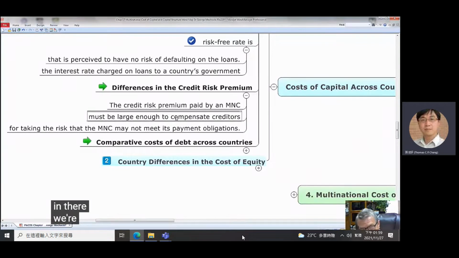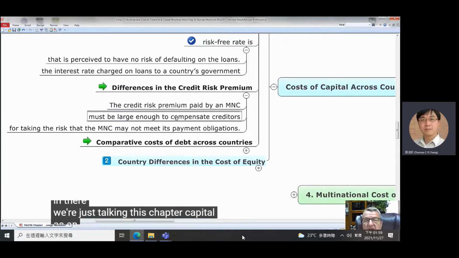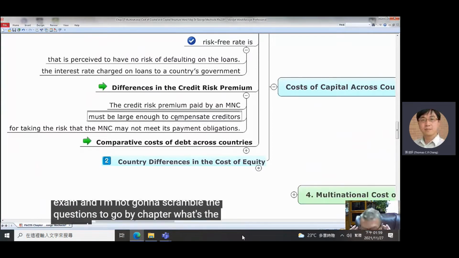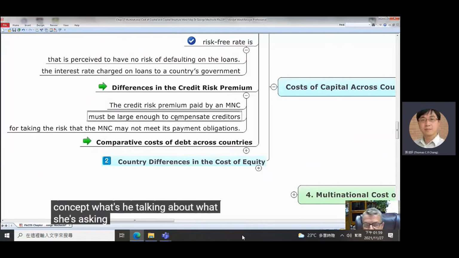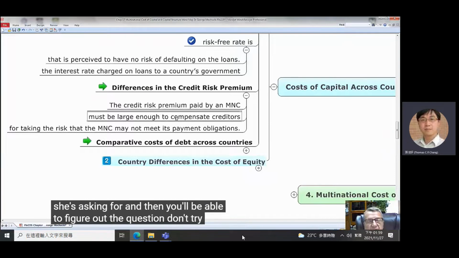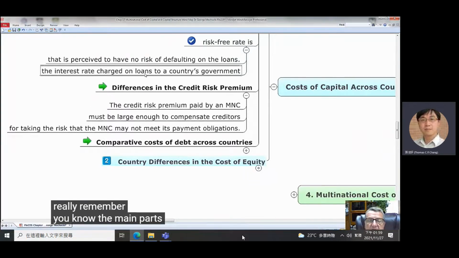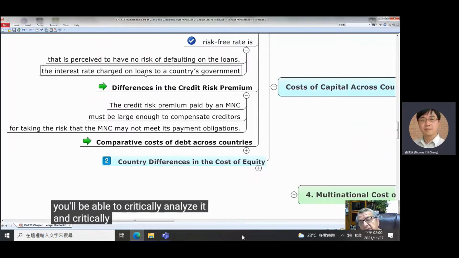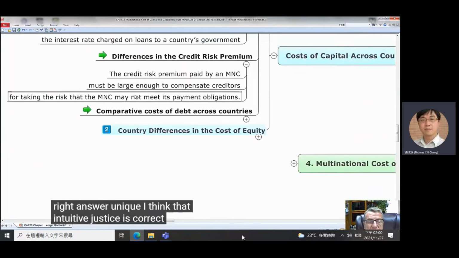Remember, we're just talking about this chapter, capital, as an overview. So when I'm looking at an exam, and I'm not going to scramble the questions, go by chapter. What's the concept? What's he talking about? What's he asking for? And then you'll be able to figure out the question. Don't try to remember. You know the main parts of it. No matter how the question is presented to you, you'll be able to critically analyze it, critically discern, and come up with the right answer. And you've got that good intuitive sense: yes, this is correct.